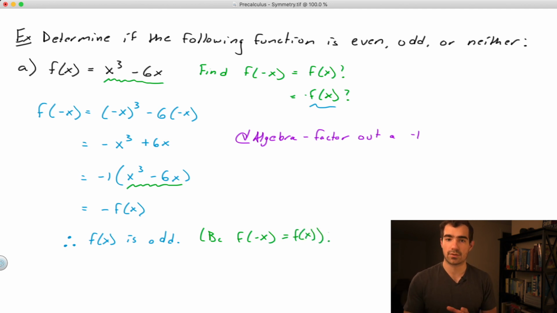Right, so without even graphing this, we're able to determine the symmetry simply by plugging in negative x into our function and observing that in this case, it's equal to negative f of x.